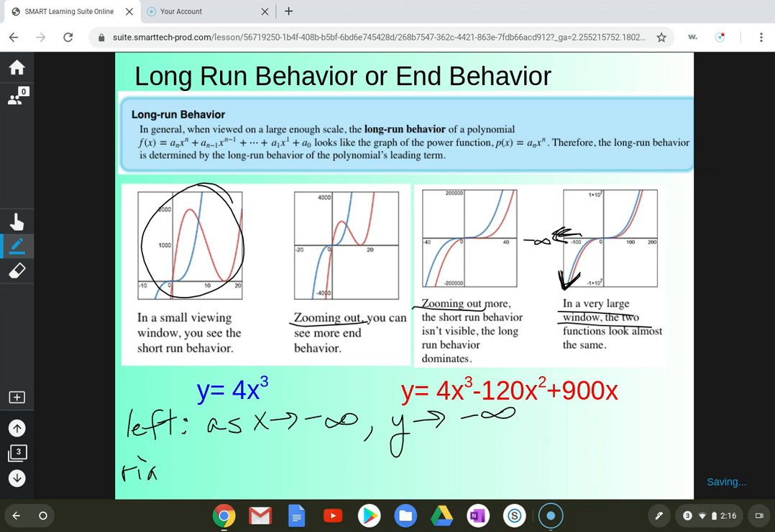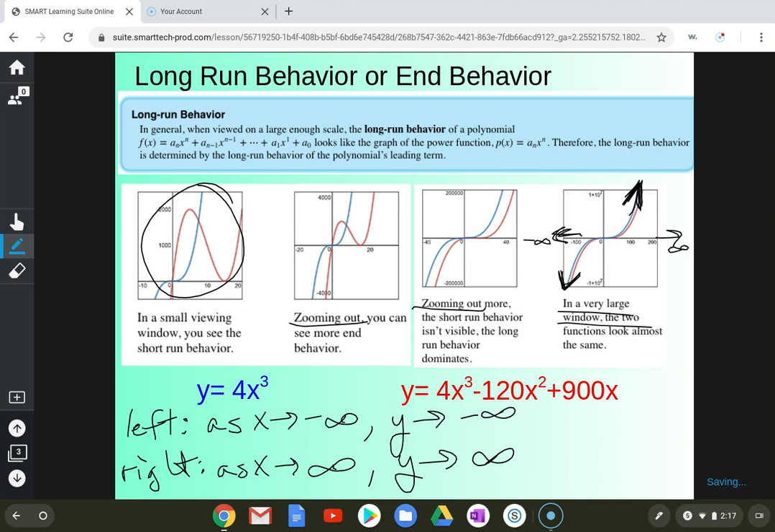For our right end behavior, we would say as x approaches positive infinity, because now we're going way out on the far, far right-hand side of the graph. As x approaches infinity, what y value is our graph pointing to? So as x approaches infinity, our y is pointing up to positive infinity.